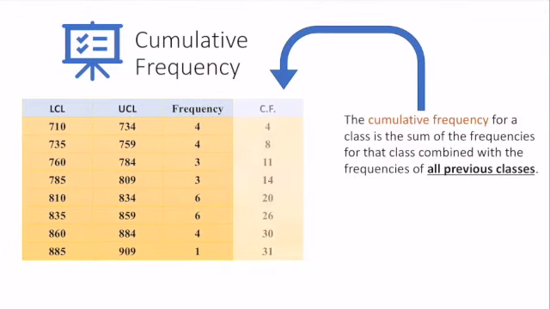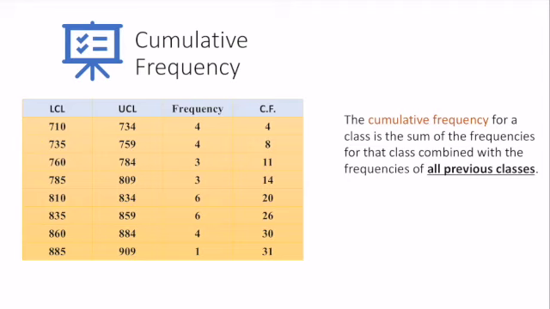If I want to make a cumulative frequency table, it's the sum of the frequencies for that class combined with the frequencies of all previous classes. So for a cumulative frequency, the first one's going to be 4. Then I have 8. I got that from 4 plus 4. Then I have 11, which was 4 plus 4 plus 3, right? And then I have 14, which was 11 plus 3. And then I have 20, which was 14 plus 6.